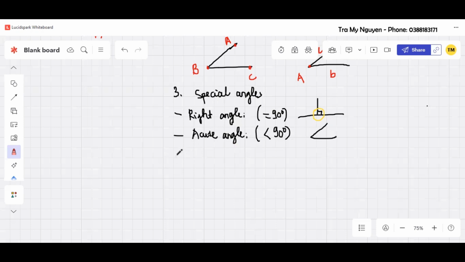And one more case, the last case: the obtuse angle. An obtuse angle is greater than 90 degrees and less than 180 degrees, like this. And of course, I will draw an image of the obtuse angle for you to remember and for deeper understanding. This is the obtuse angle.